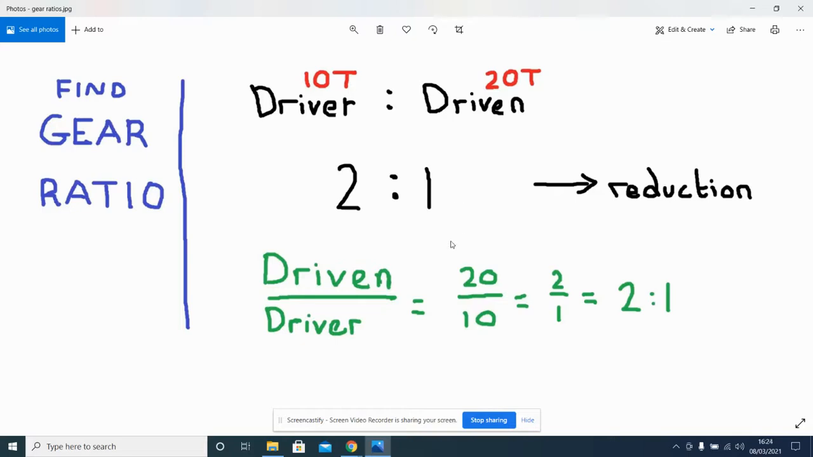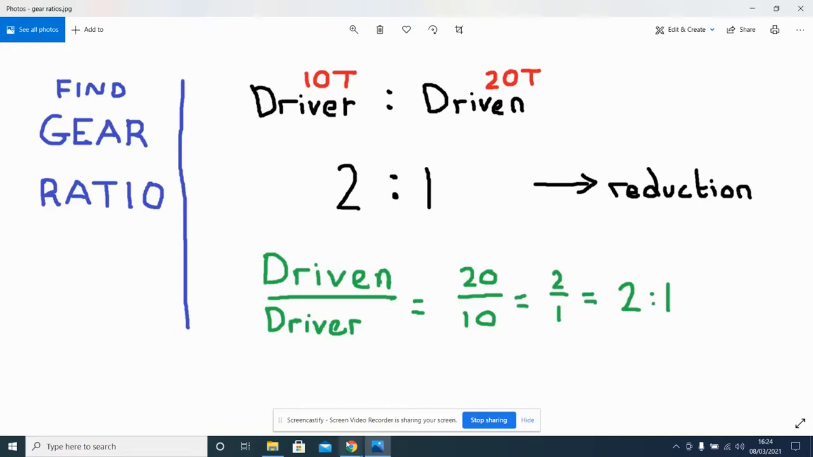So that's called a reduction in speed. And here's the formula: it's driven gear over driver gear equals 20/10 equals 2/1 equals a ratio of 2:1. Gear reduction.